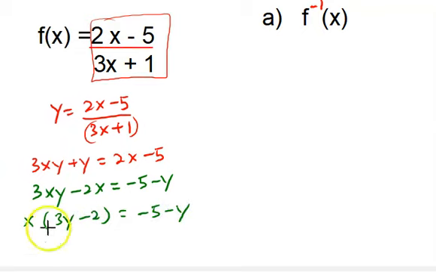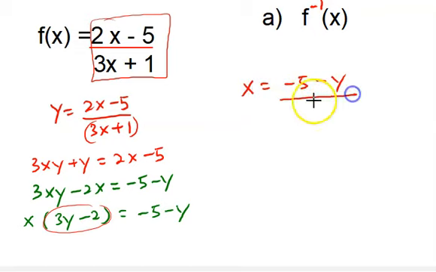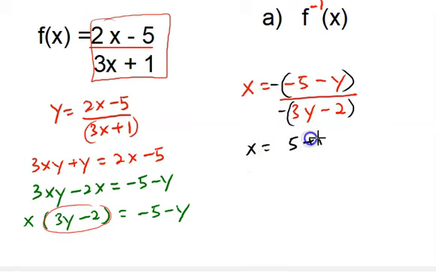Okay, now you can see this is a multiply now. Take the whole thing, you move it there. So you have x equals to negative 5 minus y over 3y over 2. Okay, if you don't like the answer over here, what we can do is multiply both with the negative sign. So you have 5 plus y over 2 minus 3y.